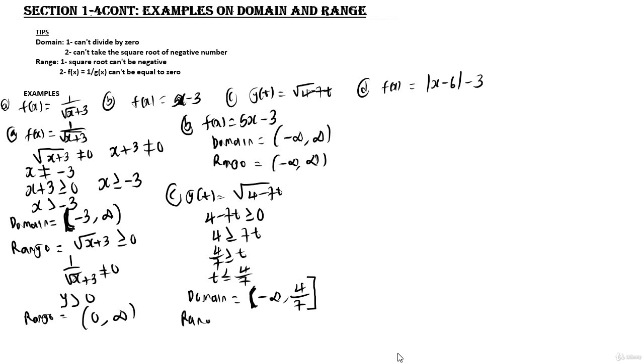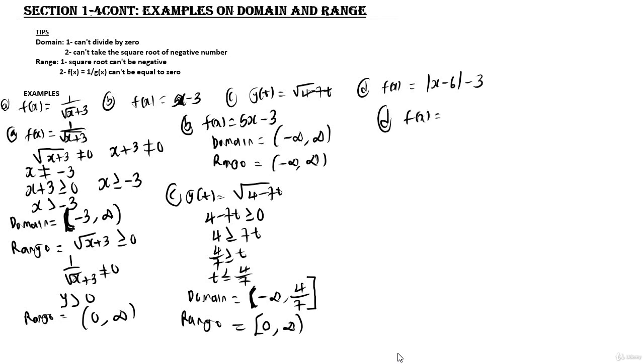Now for the range, we said the square roots are always going to be positive or 0, right? So knowing that, we can say the range is going to be starting from 0 to infinity. So because 0 is included, we are using this shape of brackets. So the range is going to be from 0 to infinity. So this is it. So let's take a look at the last one.